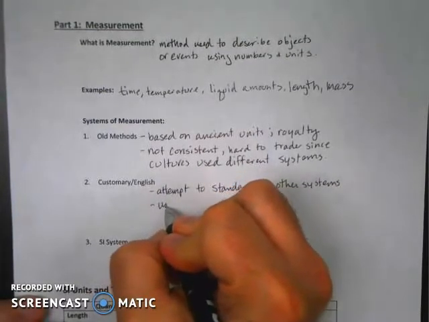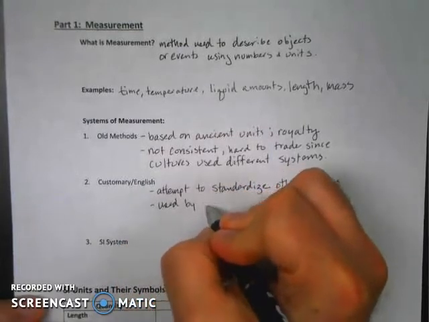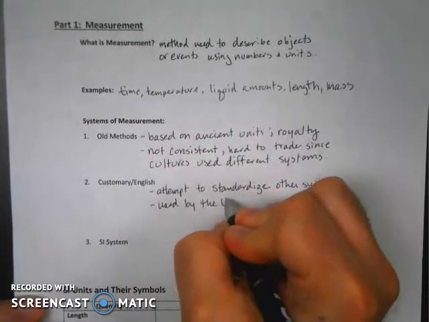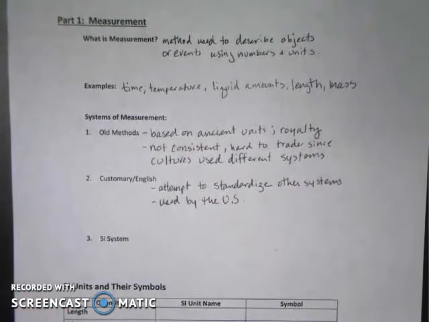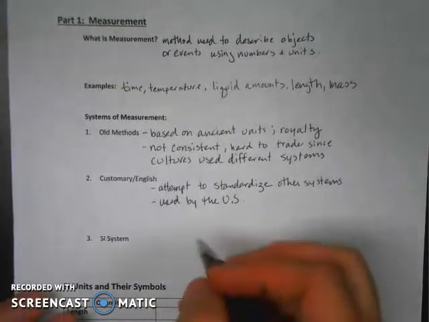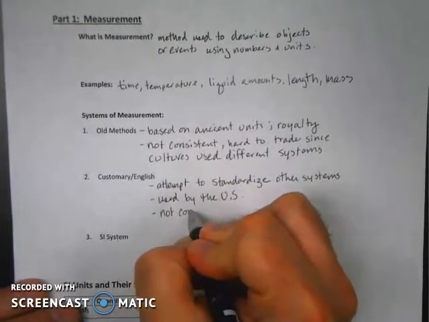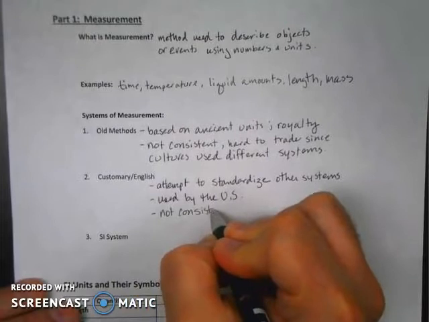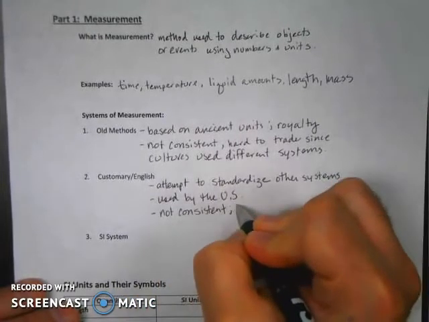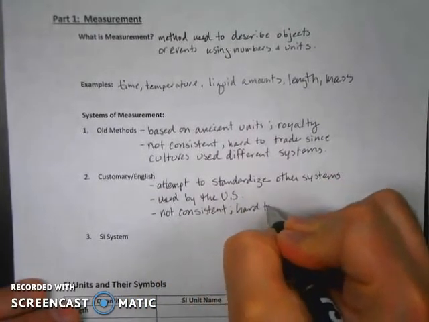And this is a system that is used by the US. So this is the one that we still use, although we're one of the only countries that still use this. I think there's 3 total. But there are some problems with this one. It's not very consistent. And what I mean about that is it's hard to use.